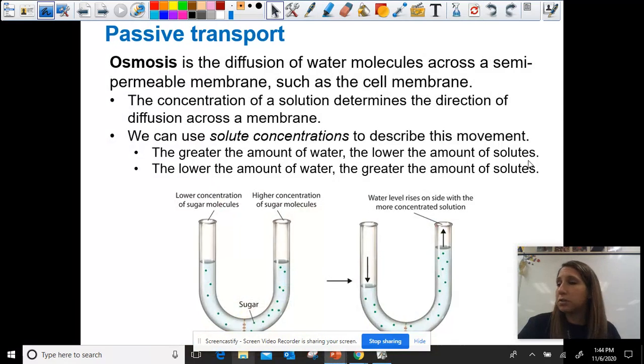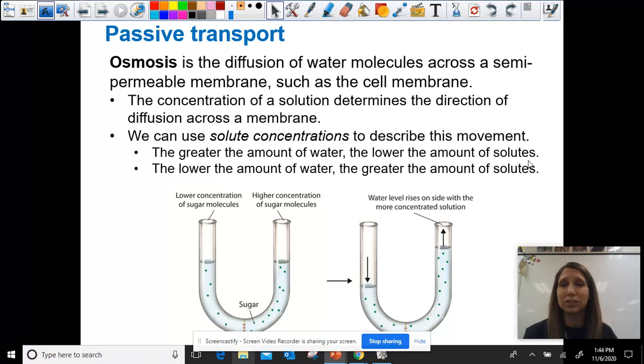Now remember, I also already mentioned that osmosis is a form of diffusion. And here is our definition for that. So this is the diffusion of water across the semi-permeable membrane, like the cell membrane. As with all forms of diffusion, the concentration of my solutes in my solution will determine how these things move. We still go from a high concentration of water to a low concentration of water.